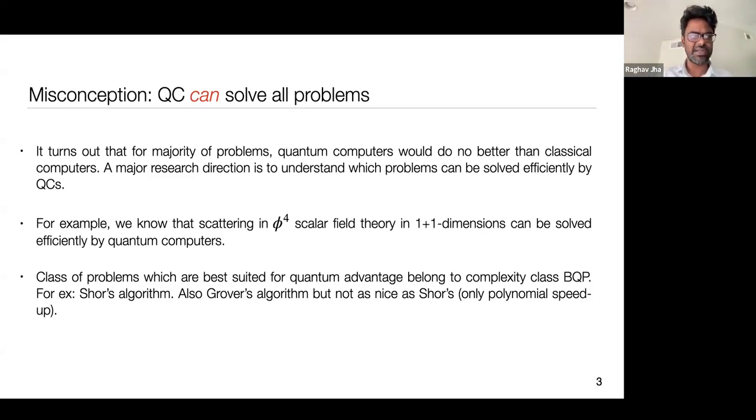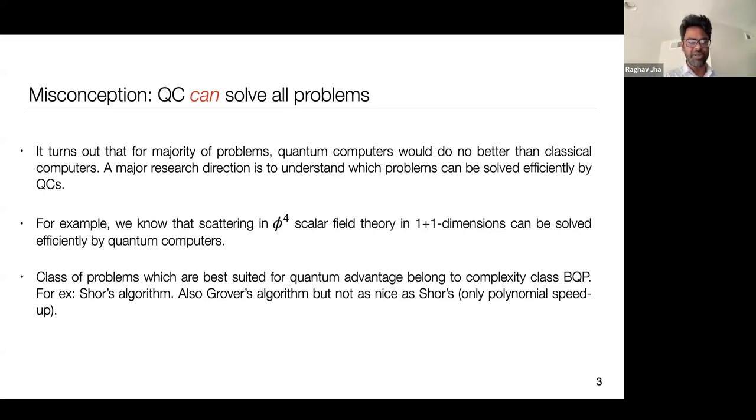So suppose you have a list of numbers going from 1 to n. If you ask the best classical algorithm to find some number from that list, it will take order n operations. Whereas using Grover's algorithm, you can get a polynomial advantage, and you can solve this problem in order square root of n. Right? So it's not as nice as Shor's algorithm, because Shor's algorithm is exponentially faster than the fastest classical algorithm, but Grover's algorithm is only polynomially faster.